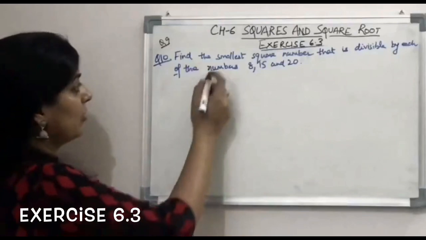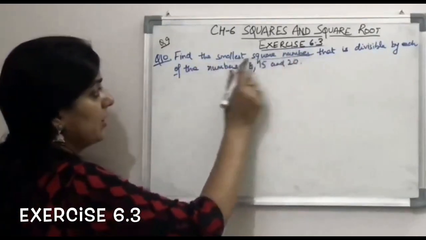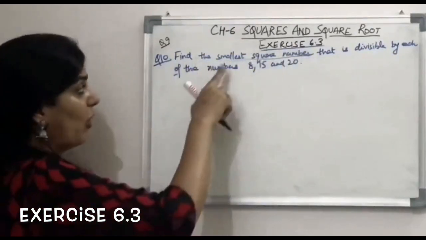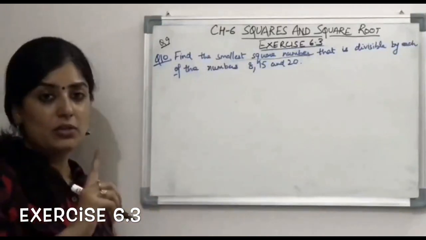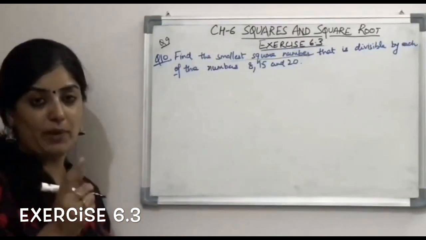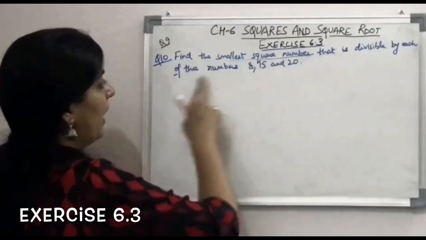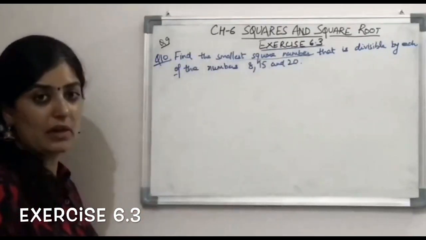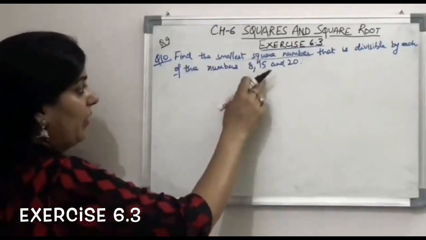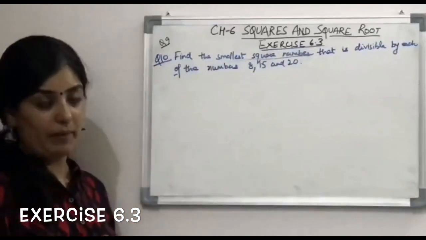You have to find the smallest square number, not just the smallest number but the smallest square number. ऐसा number सबसे छोटा ऐसा number जो square भी हो, perfect square भी हो, which is divisible by all the numbers, जो इन सब number से divisible हो, that is 8, 15 and 20. सबके table में आता हो.